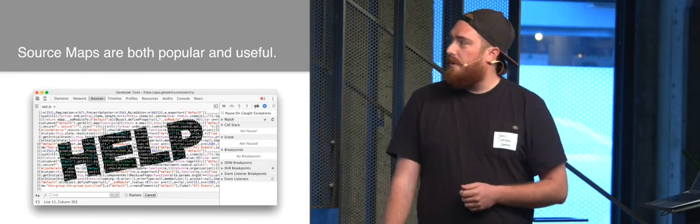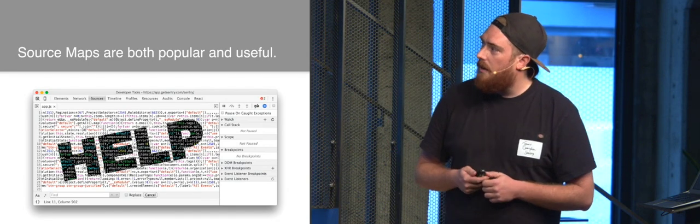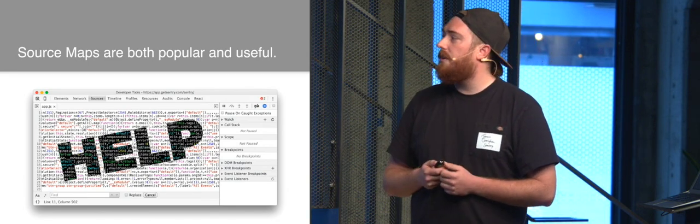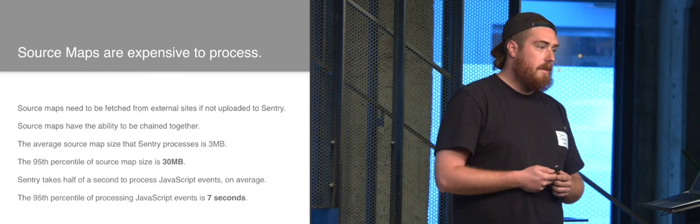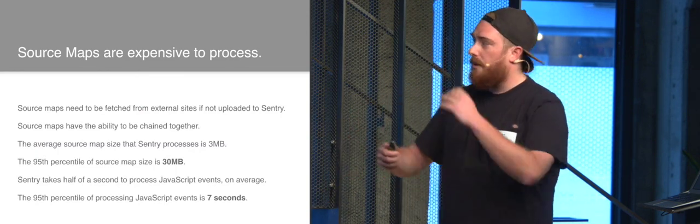This is how we define it in our docs. But it kind of looks like this when you go to debug without all the help. This is a great screenshot that somebody else took. So it kind of looks pretty garbled. The problem is that they're really expensive to process and actually pull out that source from that map.